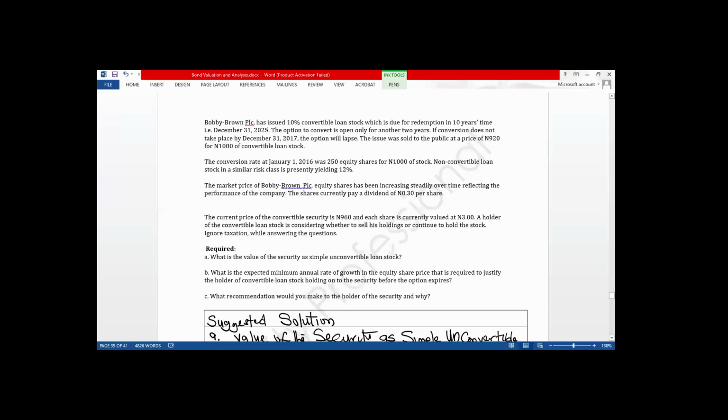Bobby Brown PSC has issued 10% convertible loan stock, which is due for redemption in 10 years' time. The coupon rate is 10%. Maturity is 10 years. The face value, look at it, 1,000 naira.